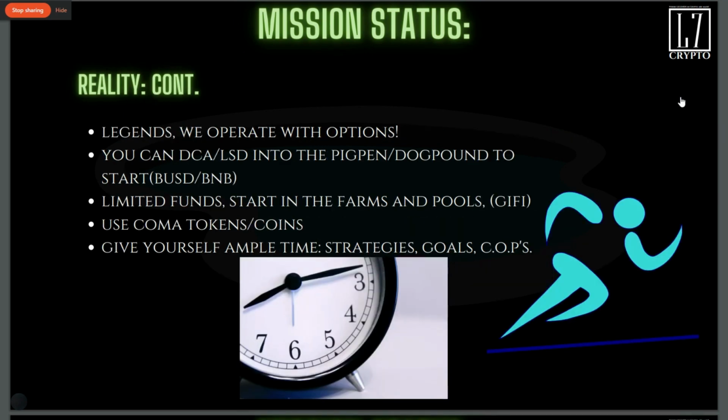And like I always say, legends, we operate legendarily, and we always operate with options. Now, you do have the option of DCAing, which is dollar cost averaging in, or doing a lump sum deposit. You know my view. Now, I don't offer any financial advice on DCAing versus the lump sum deposit, especially when it's a compounding option that you're using. So you do what's best for you. And if you have limited funds, you start your farms and your pools wherever you can. GIFI, get in where you fit in.